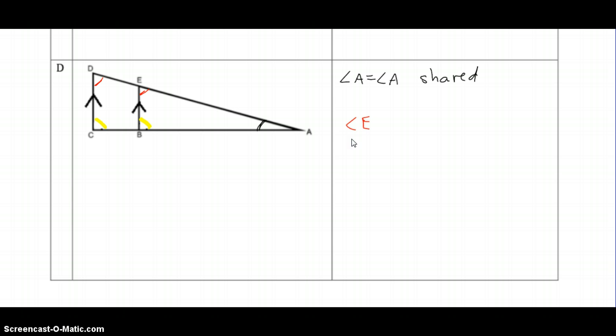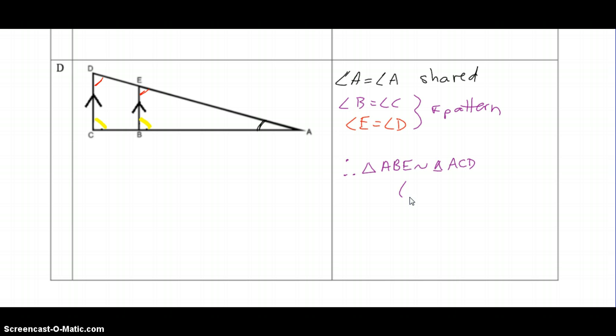So angle E, so I'm looking at my smaller triangle first, is equal to angle D. And poof, the rest show up. Angle B equals angle C is our other set, and those two are because of the F pattern. So therefore, we can say that triangle, and again, they're nicely lined up here for me, ABE is similar to triangle ACD because of angle-angle similarity.